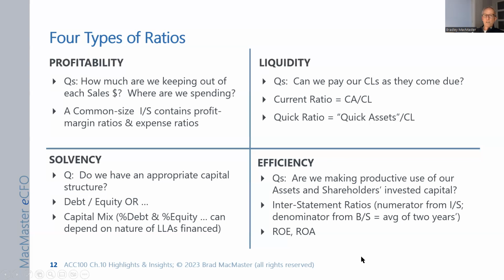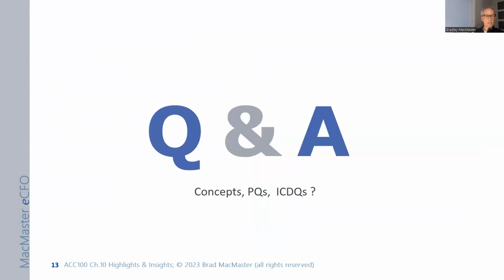Other examples of efficiency ratios are accounts receivable turnover and inventory turnover, and you can look those up, how to calculate them in your textbook.